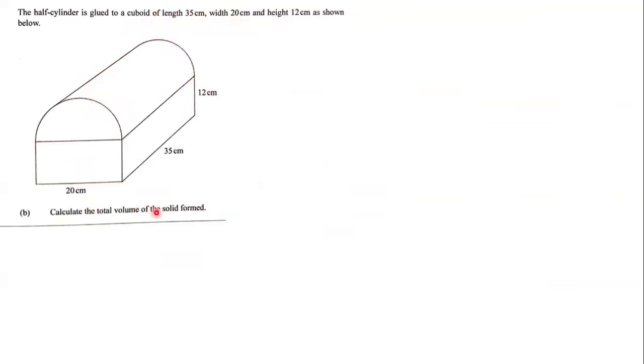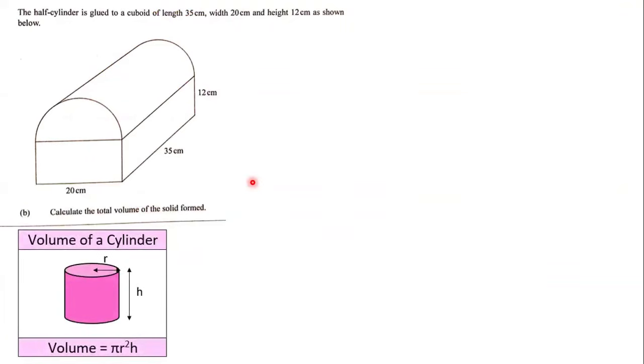Calculate the total volume of the solid form. For this one, we just have to figure out the volume of the half cylinder and the volume of the cuboid, and add them together. The volume of a half cylinder is pi r squared times h all over 2, because it's half a cylinder.